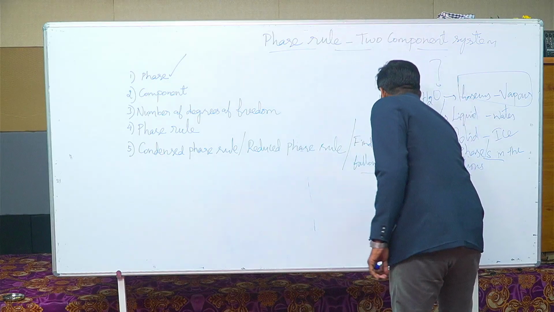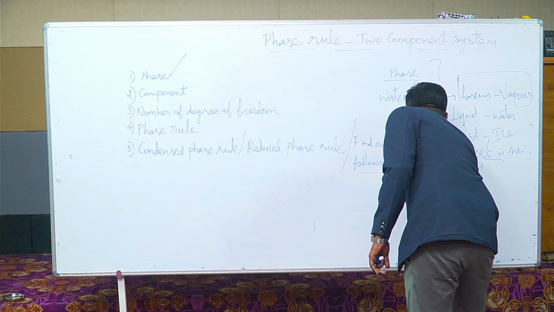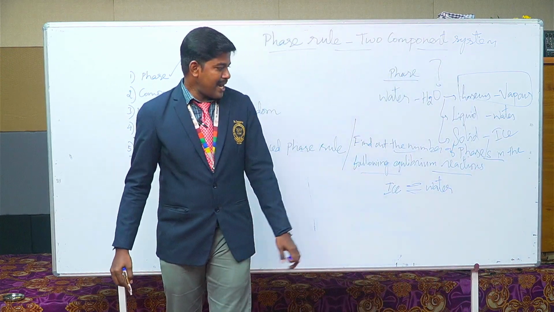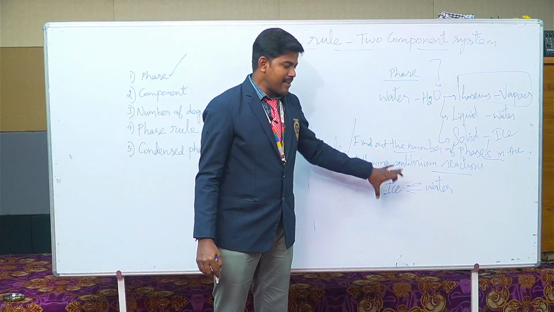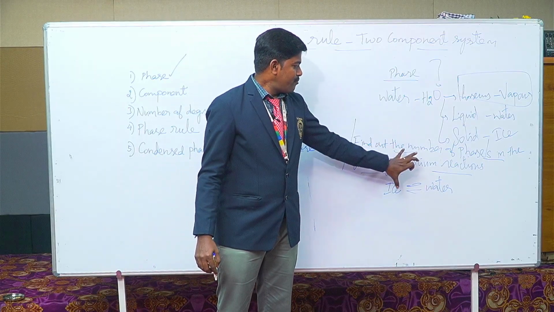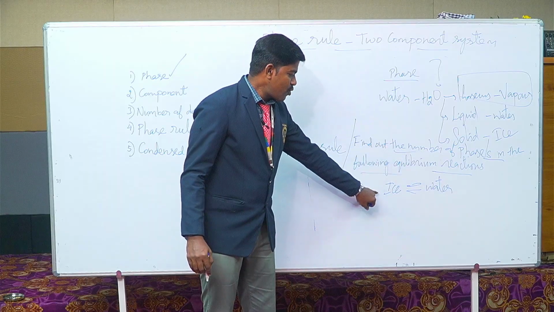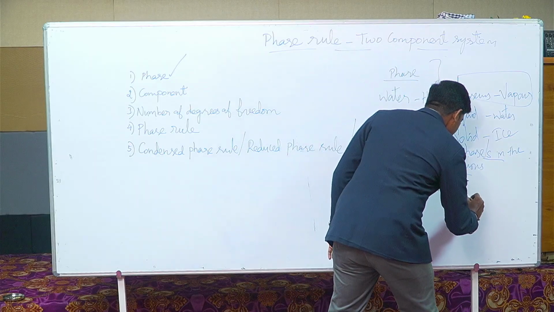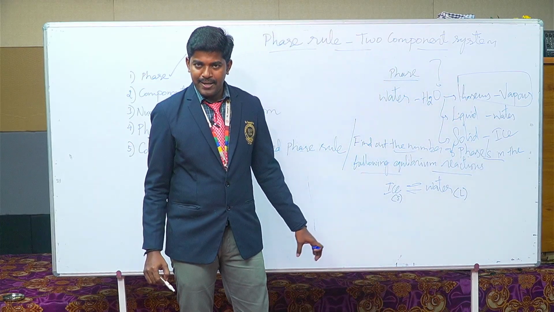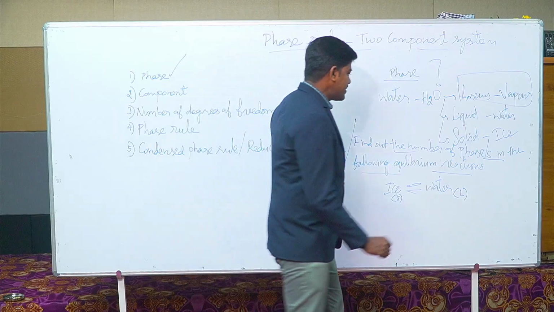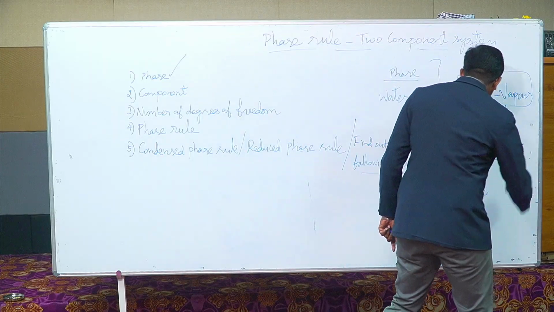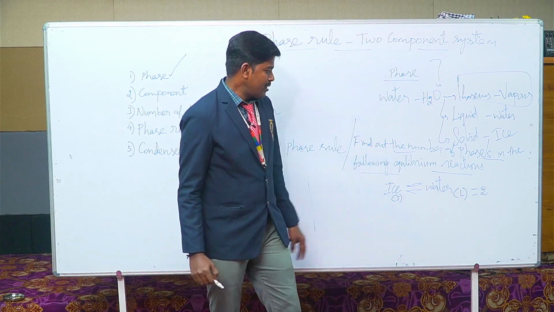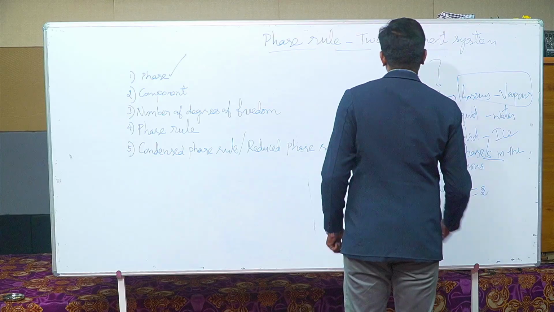The equilibrium reaction may be: ice is in equilibrium with water. This is one of the equilibrium reactions. The question is, how many phases are present in this equilibrium? Ice is present in a solid state, and water is present in a liquid state. So the total number of phases present in this equilibrium is equal to 2. Okay, we'll move to the next one.